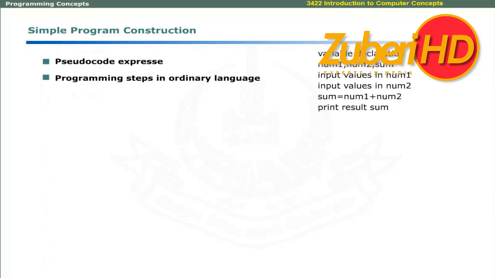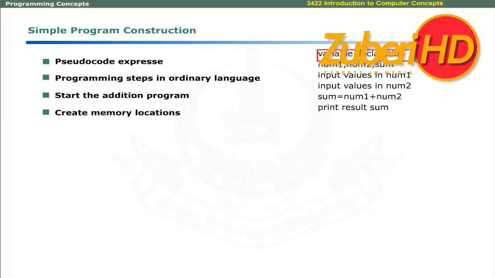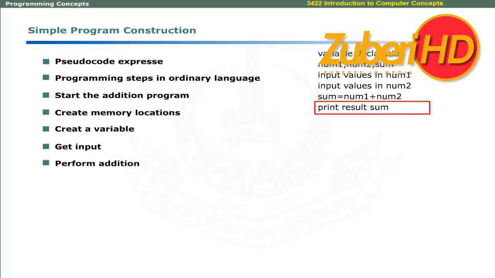Pseudocode expresses the programming steps in ordinary language. Plain English sentences are used to express input-output statements. For example, start the addition program. Create memory locations called variables to hold two numbers. Create a variable to hold the result. Get input from user. Perform addition and print the result.